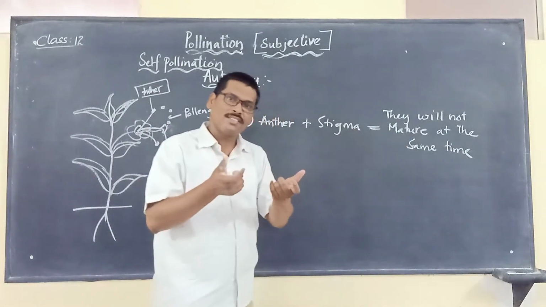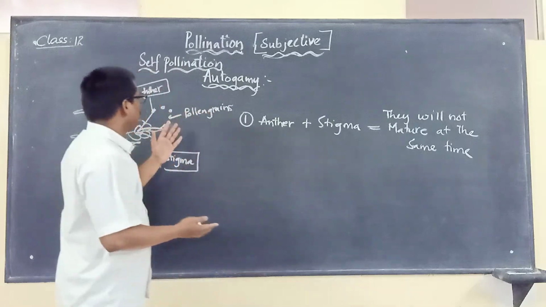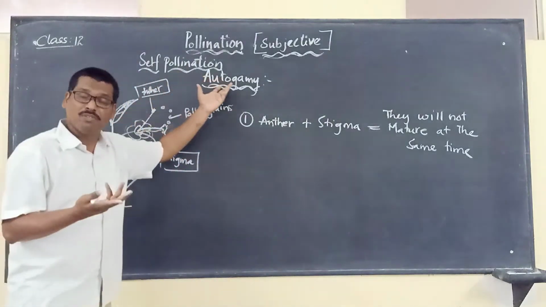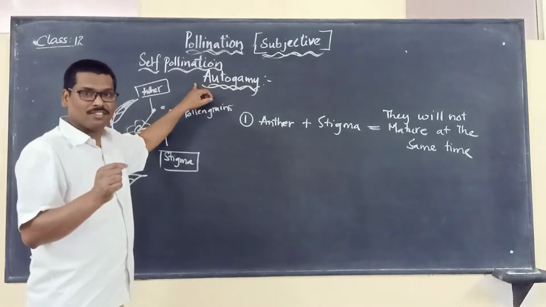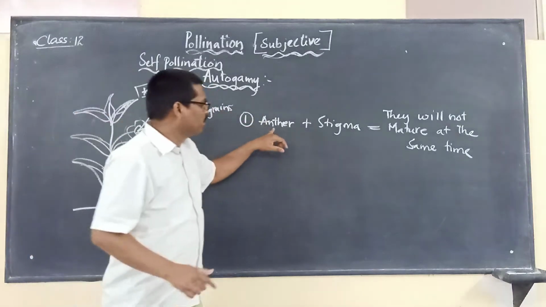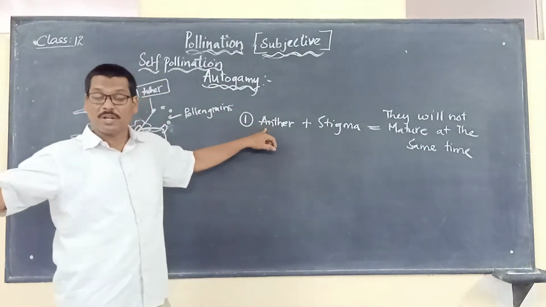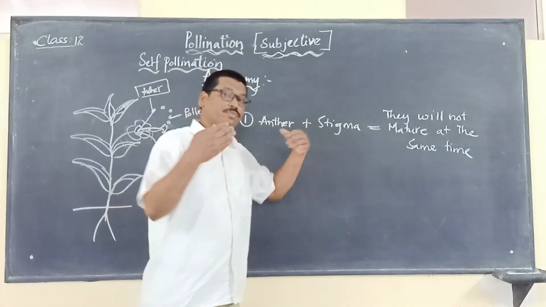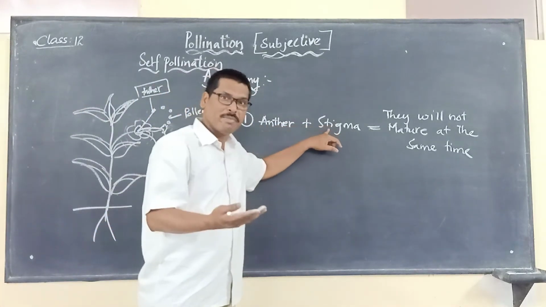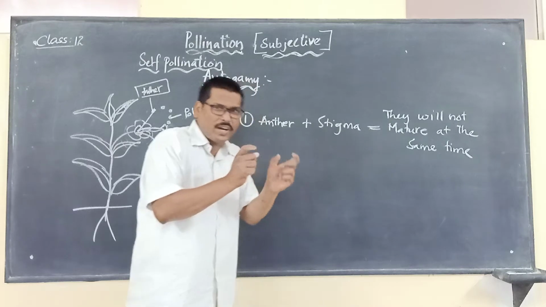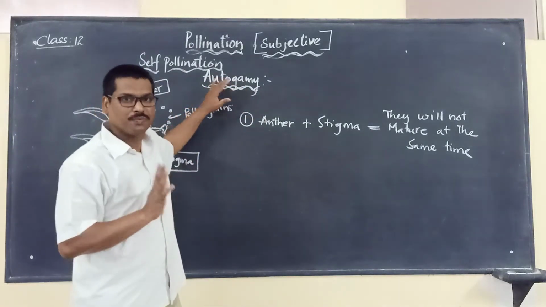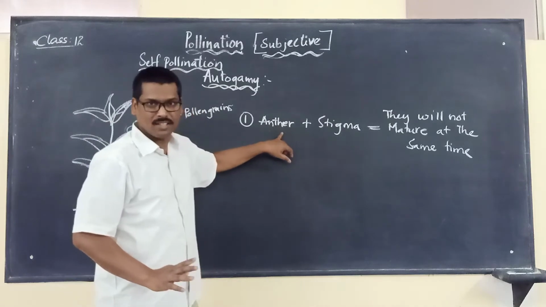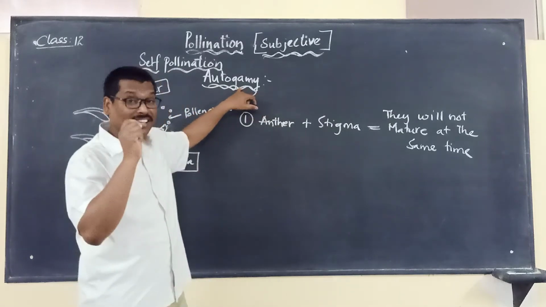If they are maturing at the same time, there are chances that autogamy will take place. But here we are saying autogamy is rare. Why is it rare? Because the anther will be maturing at one point of time and then after some time the stigma will be maturing. Due to this difference, they will not go for autogamy. This is one reason why autogamy is rare.